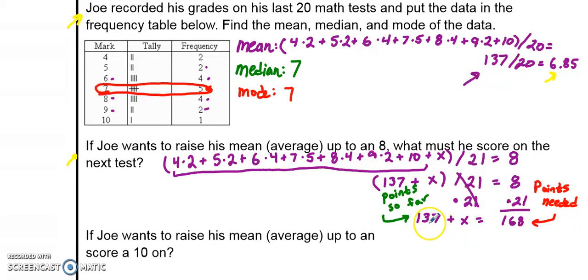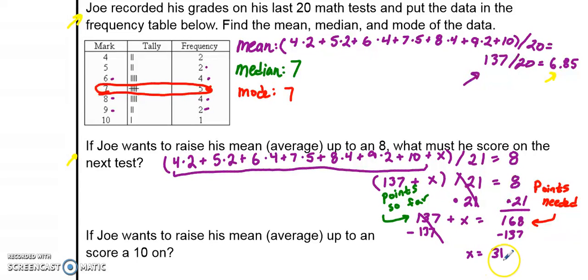In other words, Joe scored 137 points so far on his first 20 tests, and he needs 168 points to get an average of 8 on 21 tests. So, how many more points does he need for that last test? Well, if I subtract 137 from both sides, I get x equals 168 minus 137, which is 31.